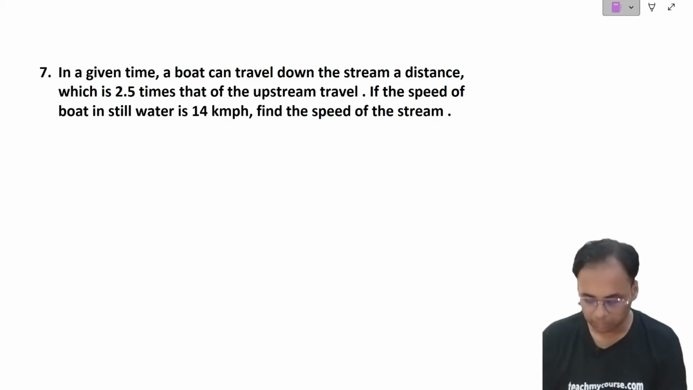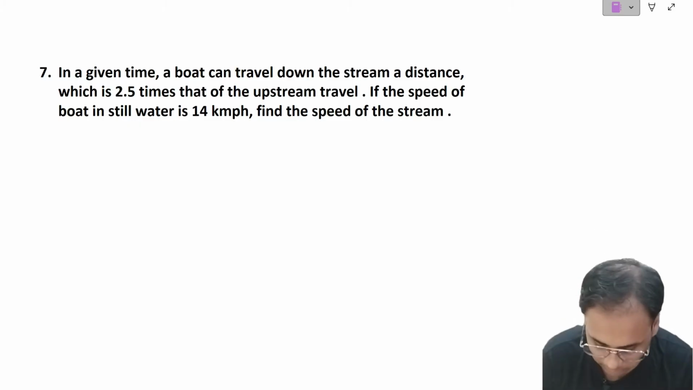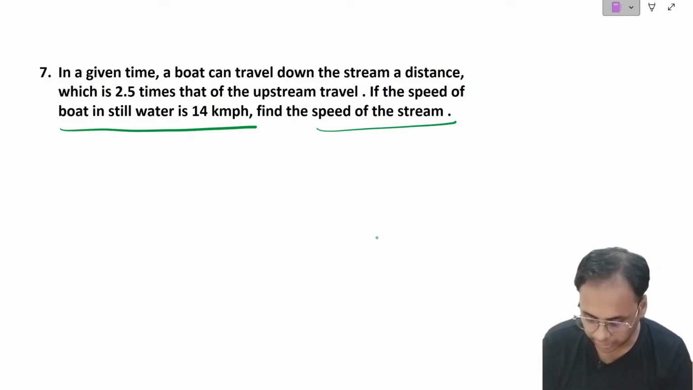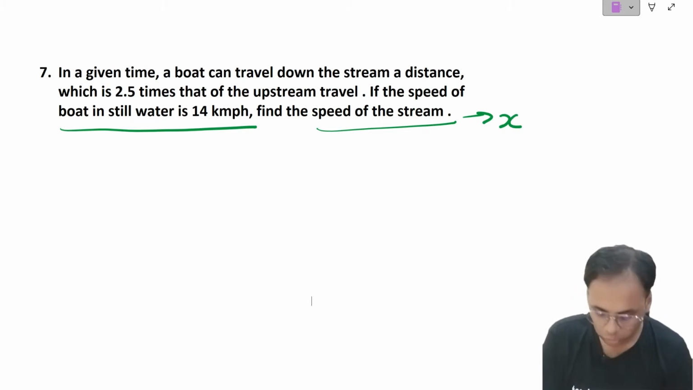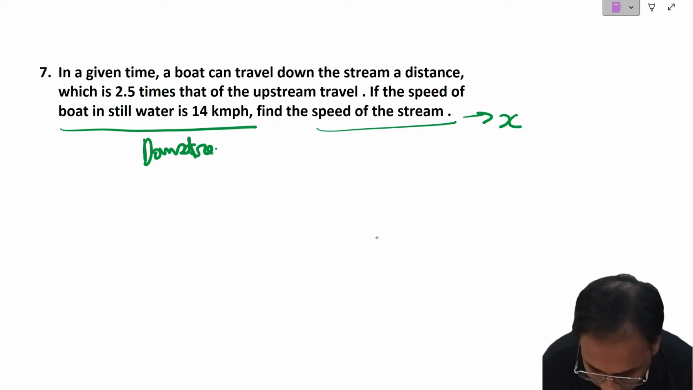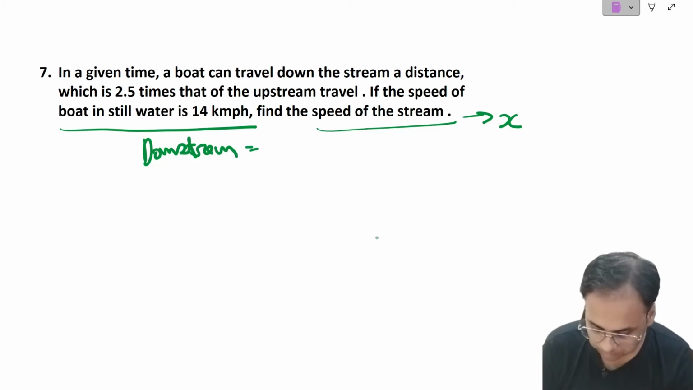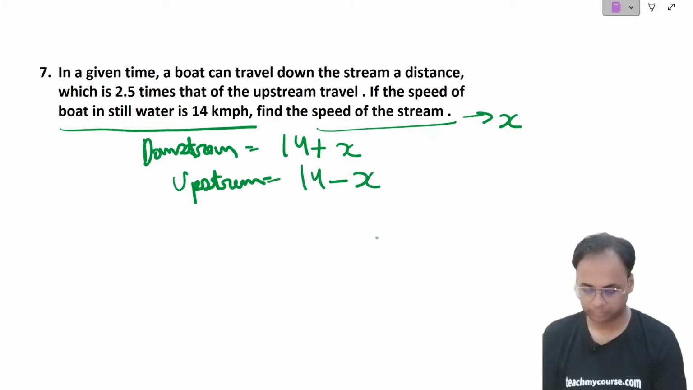There is a boat going on, maybe upstream or downstream. So there are two things: one is the speed of the boat and the other is the speed of the current, that is the water current. It is already given that the speed of the boat in still water is 14. This is the speed of the boat. Now we need to find the speed of the stream. Let the speed of the stream be x. While going down, that is the downstream, you are going with the water current. So with the water current, it becomes 14 plus x, while for the upstream, it becomes 14 minus x.